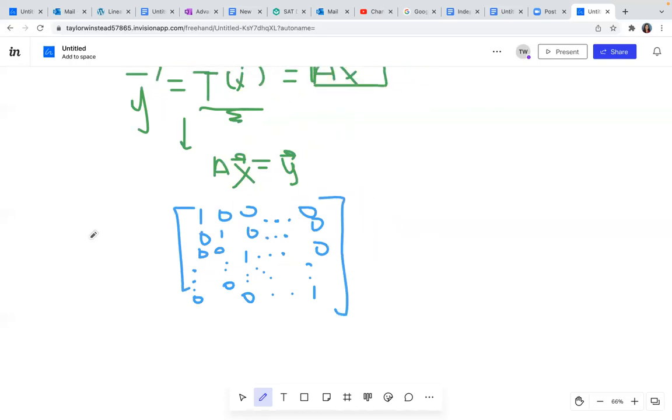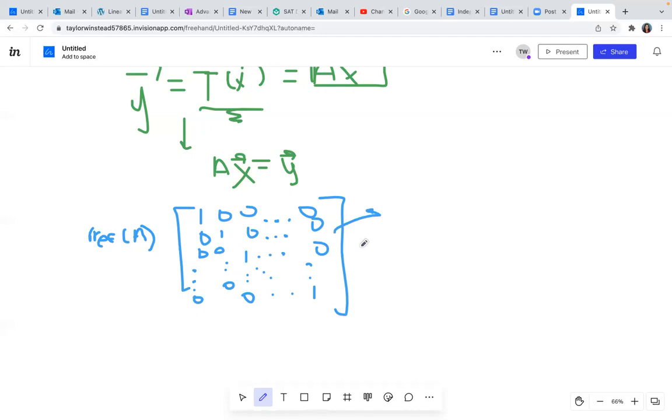So this is the reduced row echelon form of A. So here's our point. Let's think about this. If we multiply this times x, well, what does that mean is going to be true?